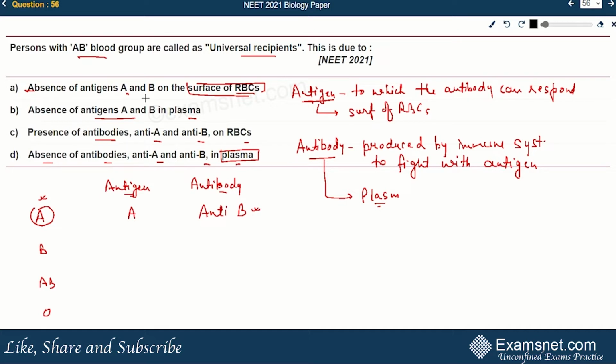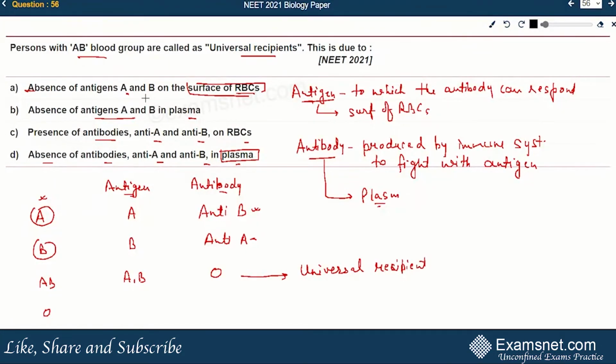Similarly, blood group B has antigen B and the antibody is anti-A. So they cannot receive blood from people having blood group A. What about AB? Here both the antigens are present and no antibody is present. Therefore, there is nothing to fight. So they can receive blood from people having any blood group, and therefore they are known as universal recipient. So this was the answer.